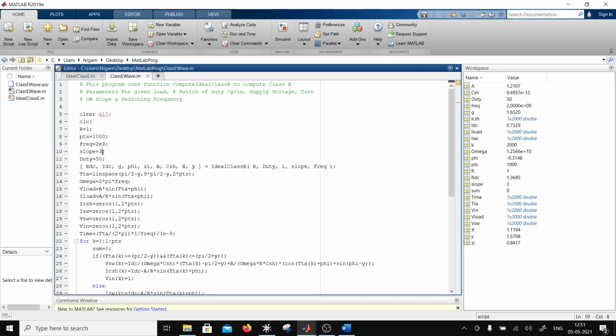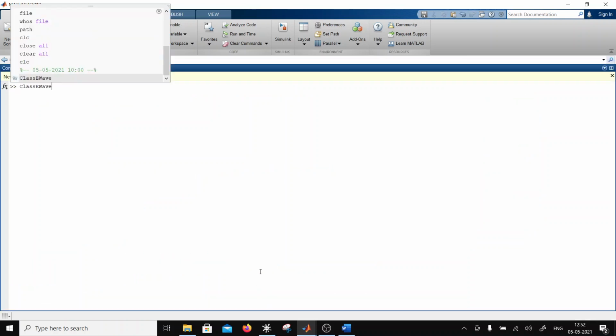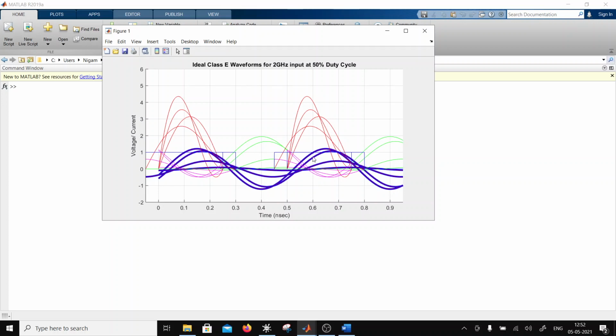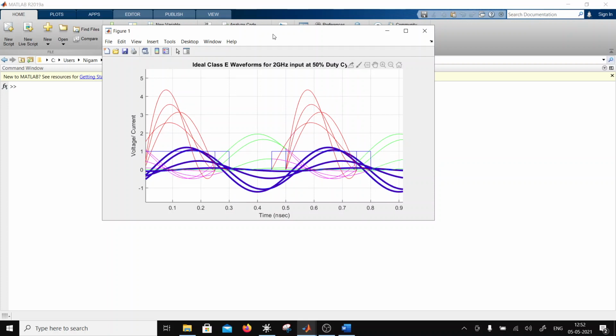So let's put back the slope to 0 and then put your duty cycle to, let's say, 70%, and let's hit run again. So let's just save it and hit run again. Okay, so now I have reduced the duty cycle. Graphics is troubling me. Okay, so now you can't make a lot of stuff here, so let's do another set of graphs.